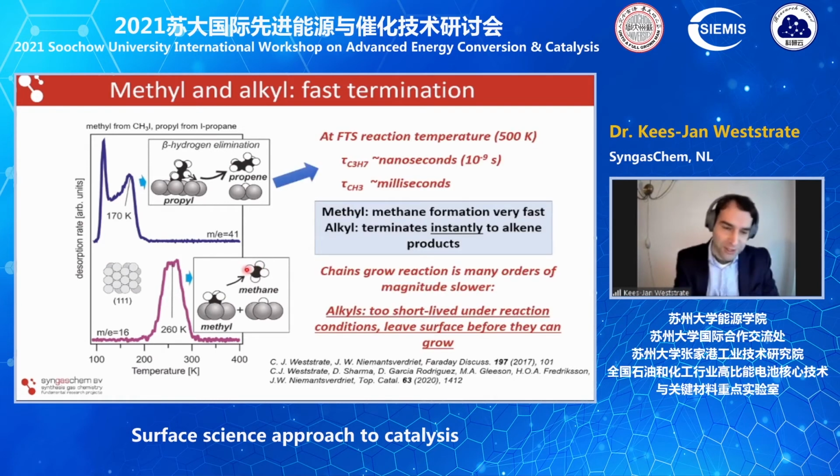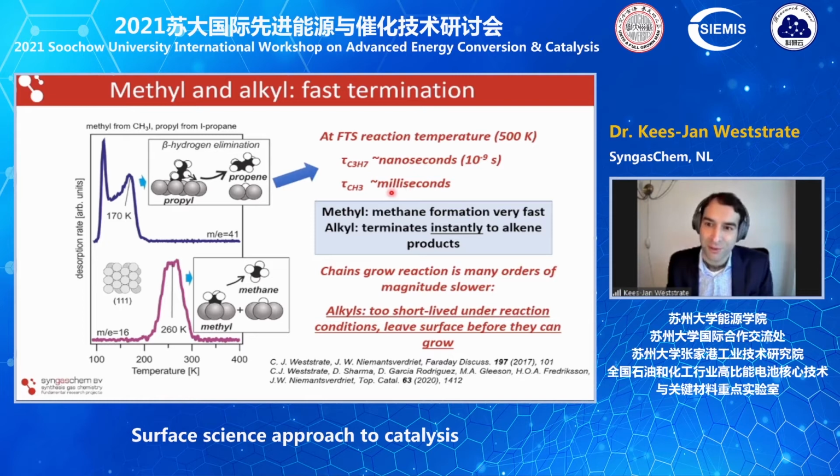Now, what does this mean for Fischer-Tropsch synthesis? What we try to do is we take this temperature and we translate this to real Fischer-Tropsch. And real Fischer-Tropsch takes place at 500 Kelvin. So we take the rate constant, we extrapolate these temperatures, and we find that a propyl species at 500 Kelvin will be so reactive that it will react in nanoseconds, 10 to the minus 9 seconds, very, very fast. Also, the methyl species is a bit more stable, but still, it will take only a millisecond for the methyl species to react and leave the surface.